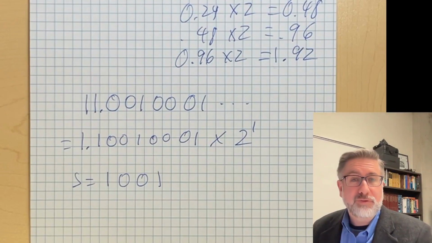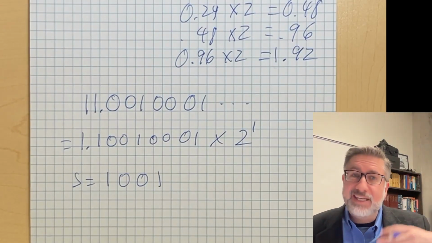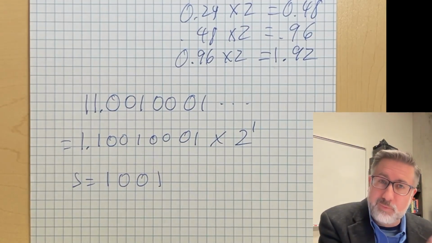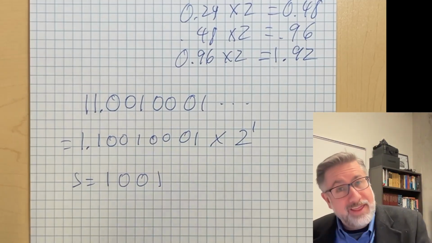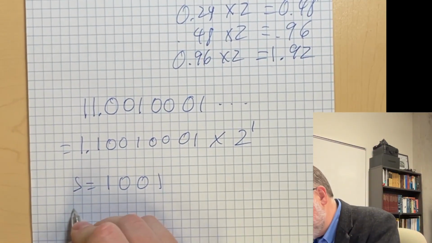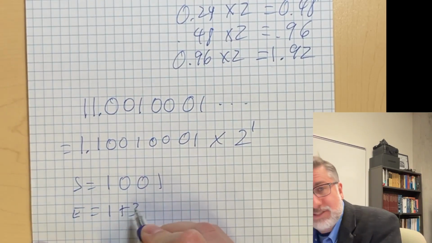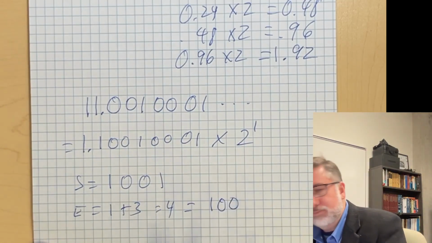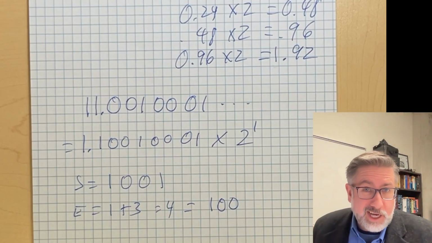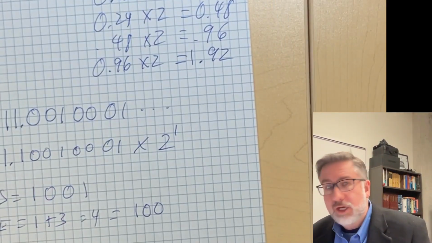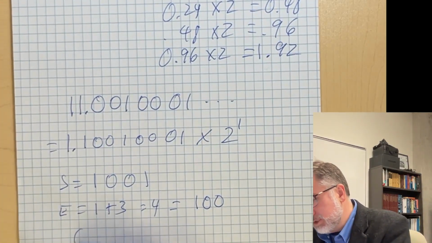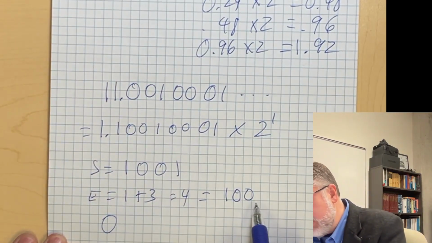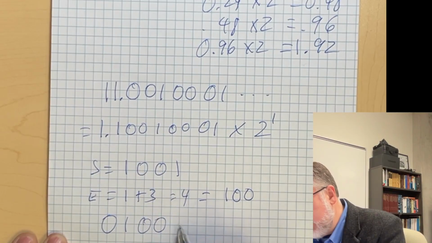What's our exponent? Well, don't forget, the number that we represent minus the bias gives us the number that we want. So to get the number to represent, we start with the number that we want, which is positive 1, and we add the bias. So the exponent is 1 plus the bias of 3, which is 4, which is 100. That's the exponent. The sign is 0, so it's positive. So the full representation is 0 for positive. Then we represent the exponent next, and then we represent the significand.